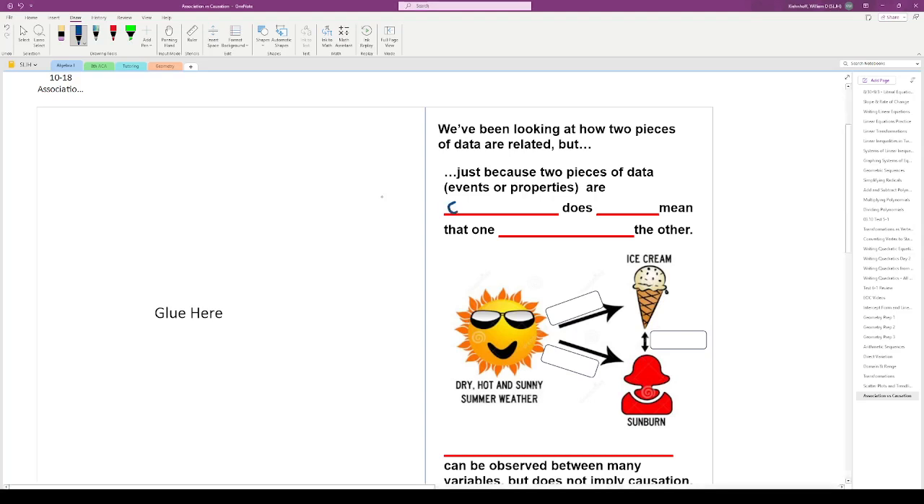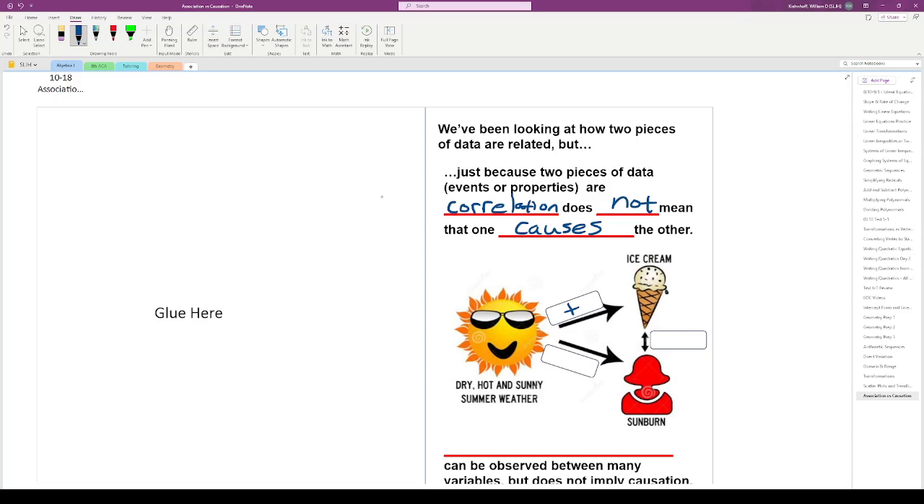So here, correlation, which we also call association, does not mean that one causes the other. So just because two things both increase together does not mean there is a cause and effect there. An example here that's a good one is if it's sunny, then it's going to be hotter days, like in the summertime, and ice cream sales are going to go up.